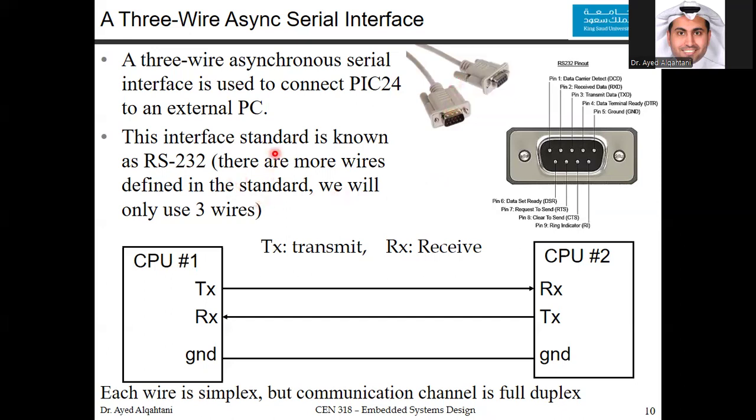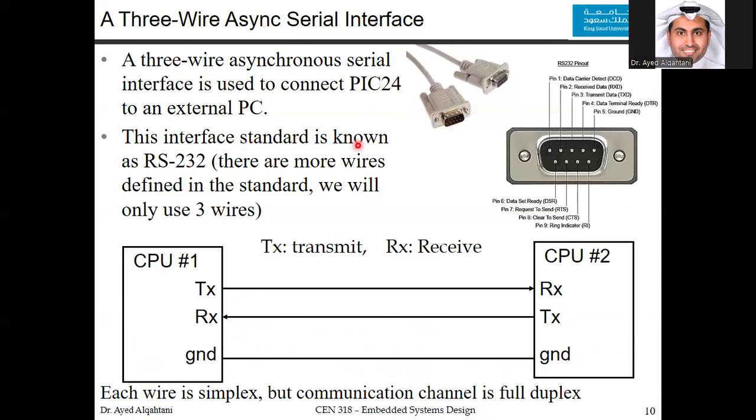Now, we are interested only in 3 wires, but there are actually more wires defined in the standard. The 3 wires that we will focus on: 2 of them are very obvious, the transmit. If this guy is transmitting, there is a dedicated wire for it, and the CPU2 is receiving that, or vice versa. The CPU2 transmits and the CPU1 receives. The third wire is a reference ground signal. You must have a ground signal.